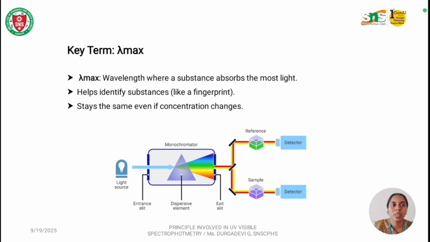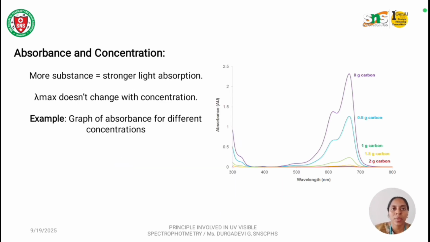If we dissolve that substance using a suitable solvent and measure its wavelength, that is lambda max in UV visible spectroscopy, it will have the highest absorbance at only a particular point, and it will be similar. It will not be similar for other components. So it is like a fingerprint. It stays the same even if the concentration changes. If the concentration changes, only the absorbance will vary, but the lambda max will remain the same.